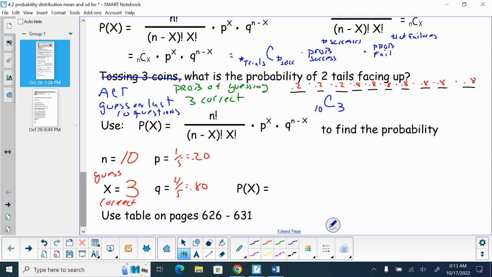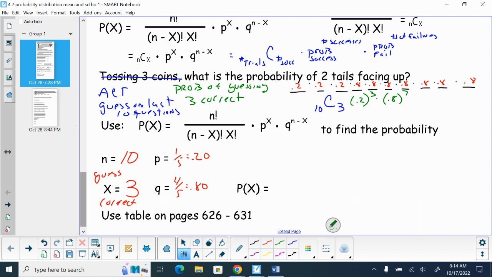Now, if we take a look, we have 0.2 times 0.2 times 0.2. How can we write that mathematically? If I'm multiplying 0.2 to itself 3 times, I can write that as 0.2 to the 3rd power. We can cube that. Times, then we have 0.8 there. We multiply that 7 times. So we have 0.8 to the 7th power.